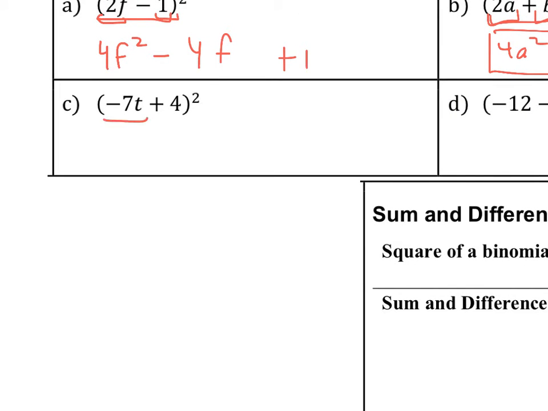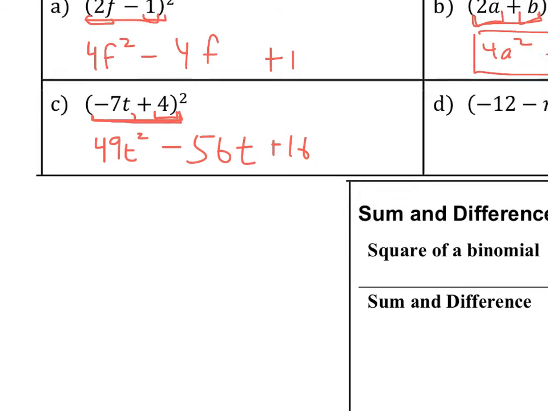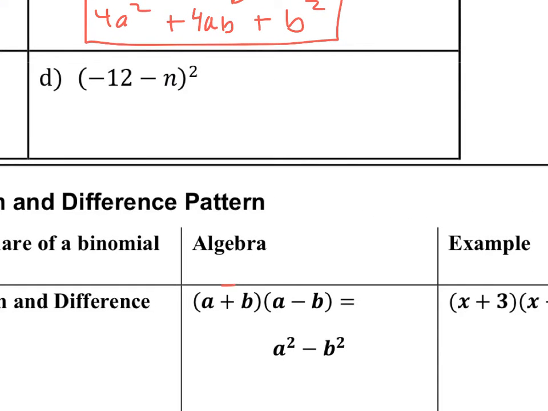Couple more there. What if we square this? Negative 7 times negative 7 is 49. t times t is t squared. Square the 4, we get 16. Now multiply them. 4 times negative 7 is negative 28. Negative 28 doubled is negative 56. Multiply and double to get the middle one.